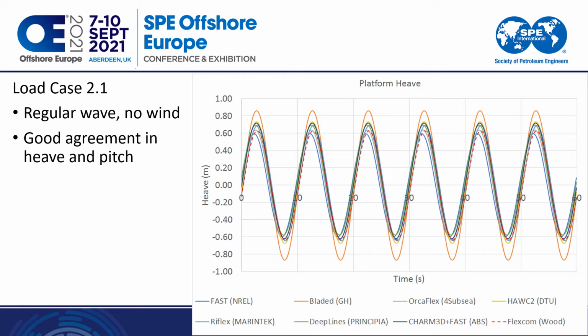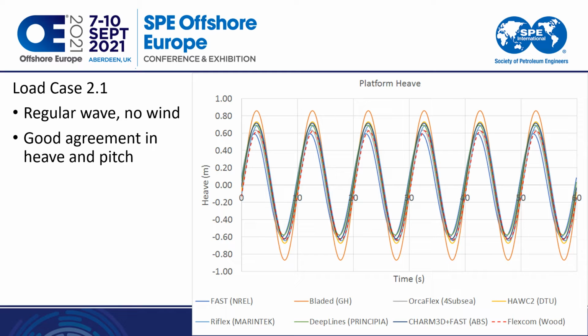So moving on to load case 2. All of the test cases in load case 2 consider wave loading without wind loading. So you can see that the load cases build up in complexity as the load cases increase. Load case 2.1 considers regular wave loading only with no wind.